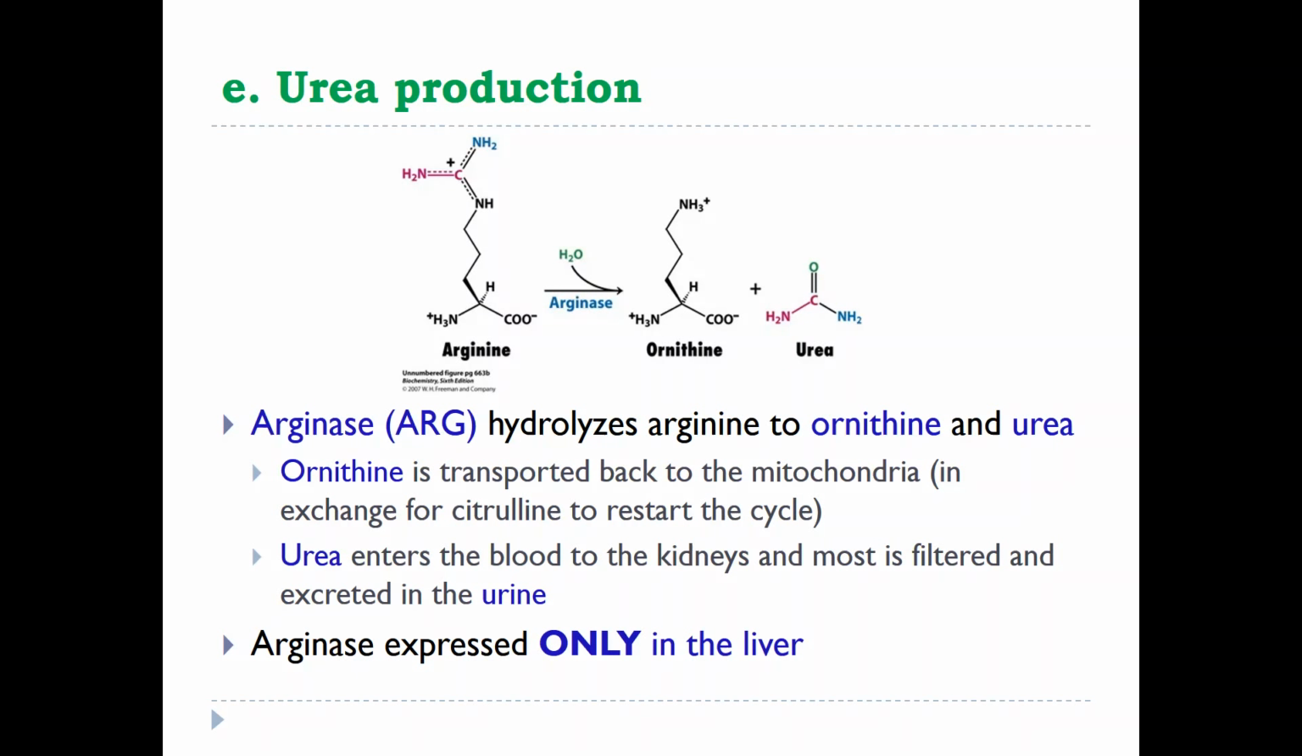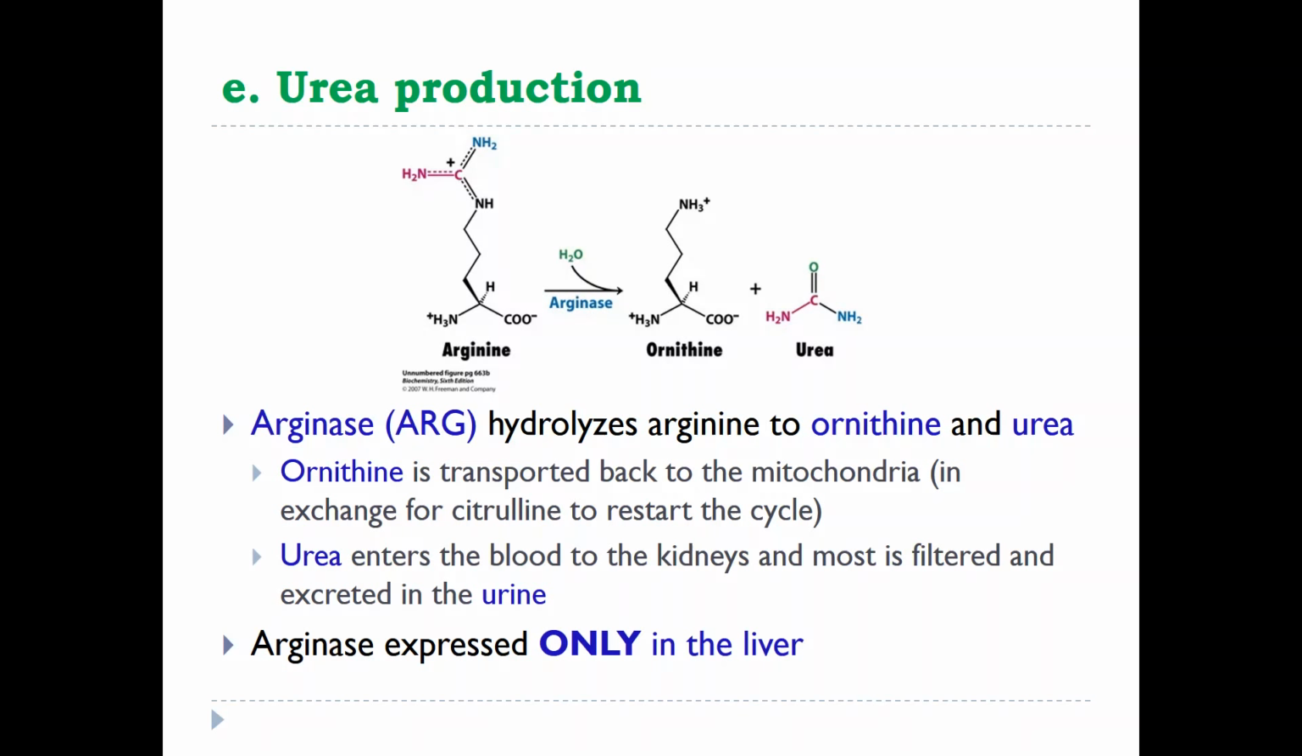Arginase, which is an enzyme expressed only in the liver, is hydrolyzing arginine into ornithine and urea. Ornithine is then transported back into the mitochondria in exchange for citrulline and can re-enter another urea cycle, with formation of a new molecule of urea.